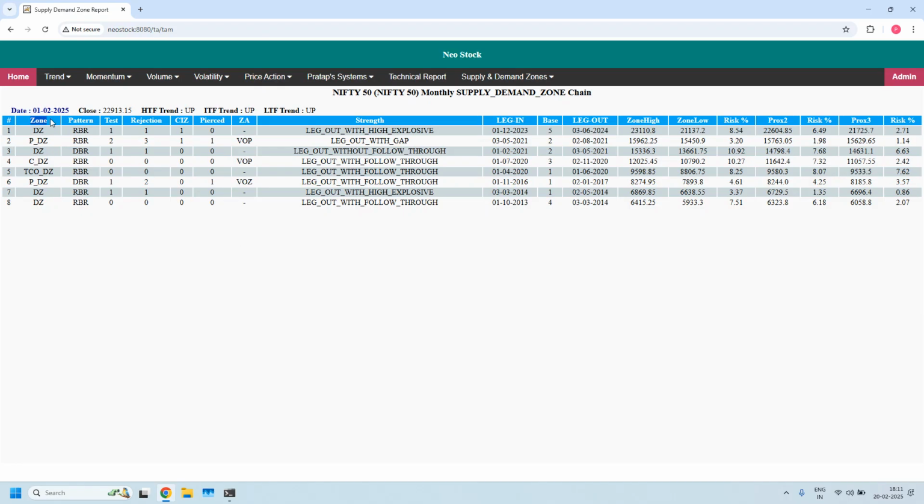Always look into the zone column to find the high liquidity zones. Look into the pierced column to find the pierced zones. And always look into the LTF trend to find the trend of the current time frame you have selected. And one time frame higher is ITF, one more time frame higher is HTF. You are aware of these concepts. So apply these points to the remaining supply demand zone chain reports. Okay.